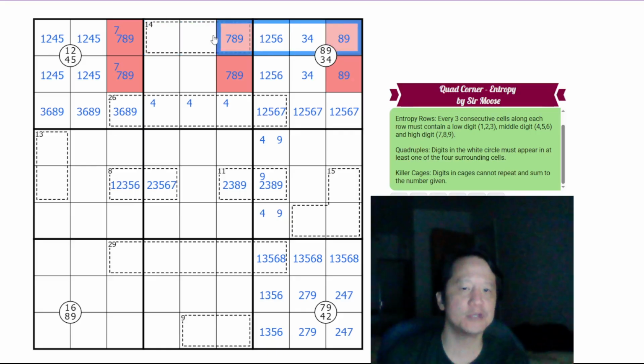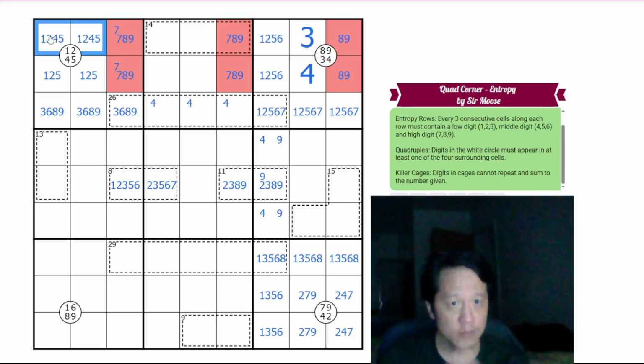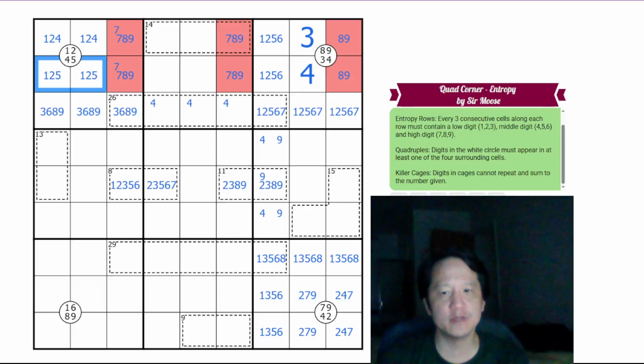Where is the 3 then in row 1? It has to be here. So this is 3, this is 4. So there's no 4 here. Which means there's a 4 here, so this cannot be 5 here. So 5 has to be one of these 2, so this cannot be 5 here. This is 4 as a medium.